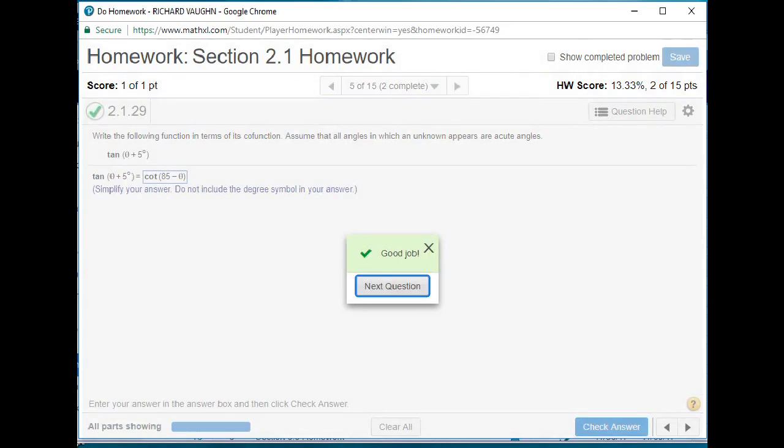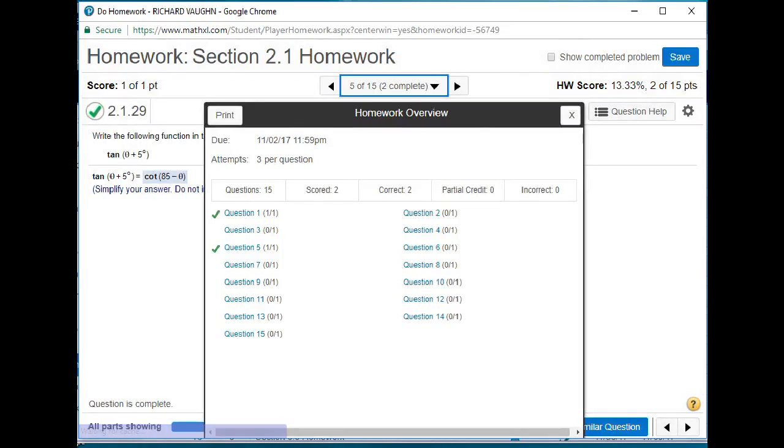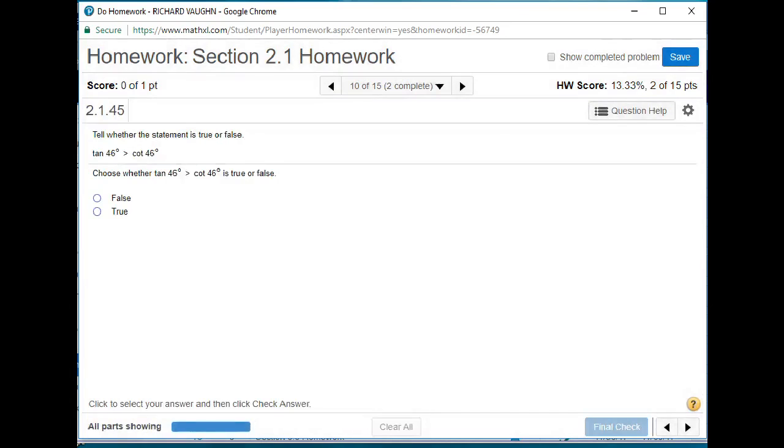All right, next question. We're going to jump up and look at number 10. Tell whether the statement is true or false. Tangent of 46 degrees is bigger than cotangent of 46 degrees. So what I like to do with these is kind of think about what the graphs of these functions look like. The tangent is the opposite over the adjacent. And think about the 45-degree angle. So 45 degrees is where the opposite and the adjacent have exactly the same amount. You know, the rise is equal to the run.